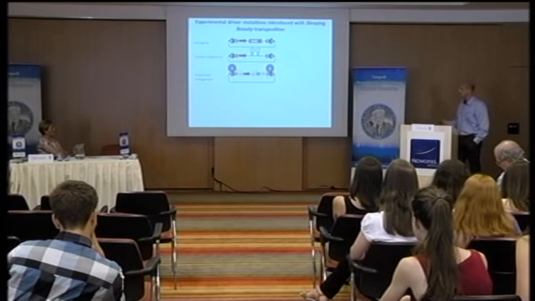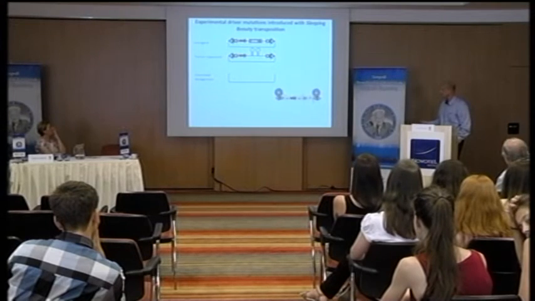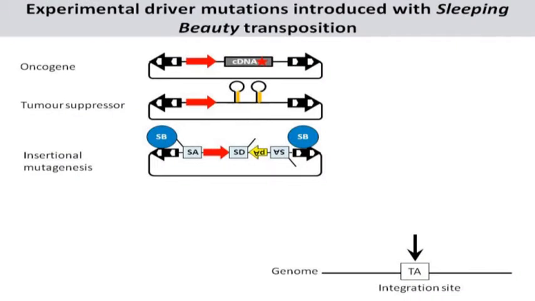The Sleeping Beauty transposase helper protein is administered in trans, and it binds to the small inverted repeat structures surrounding our transgenes and cuts out the transgene from the plasmid DNA environment and integrates it into the genome of the host cells almost in a random manner, into any TA dinucleotide.